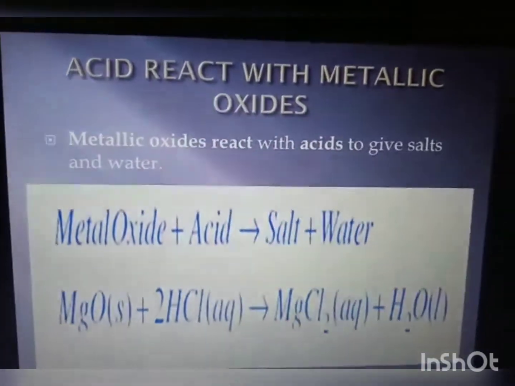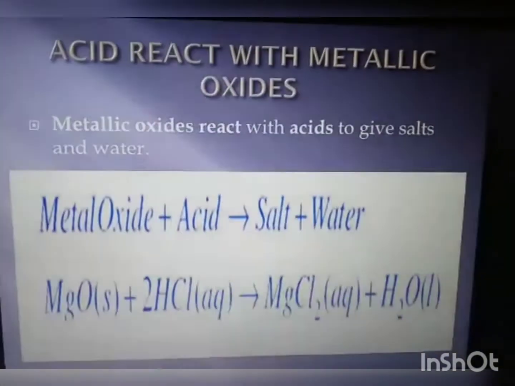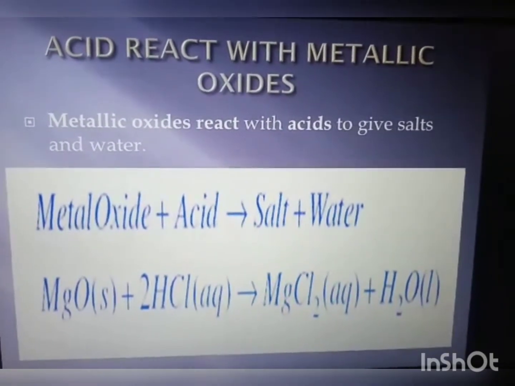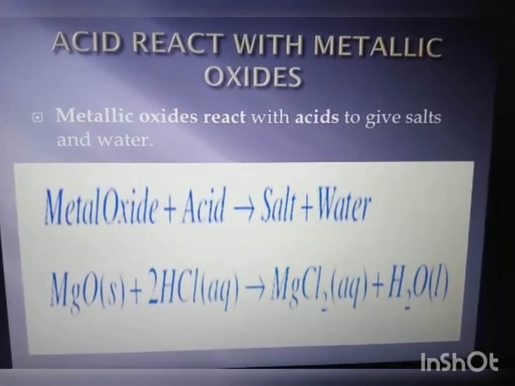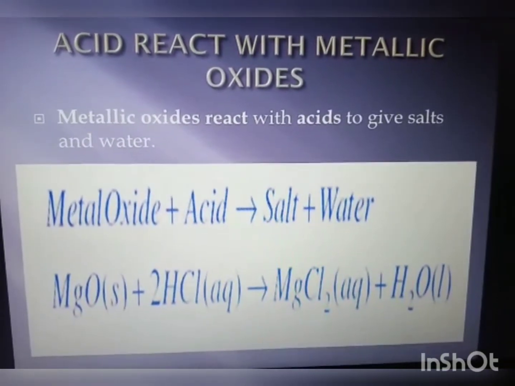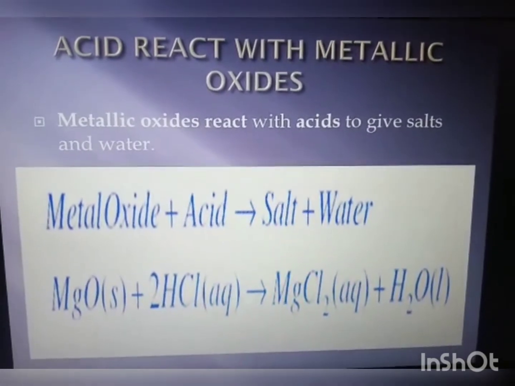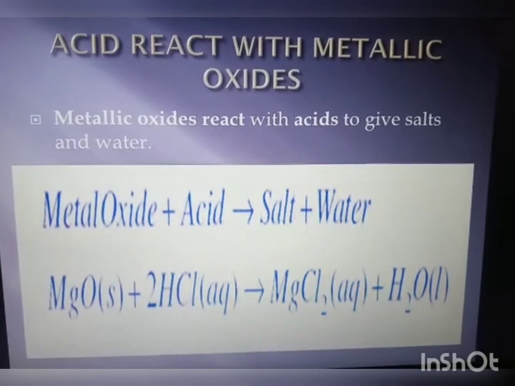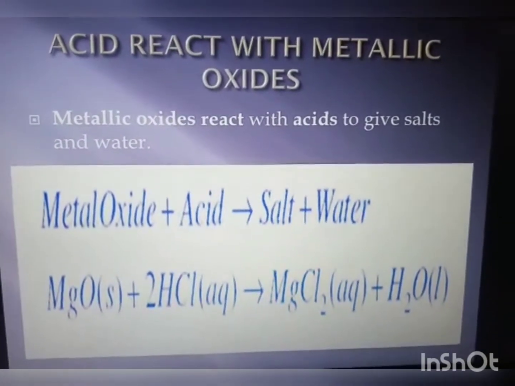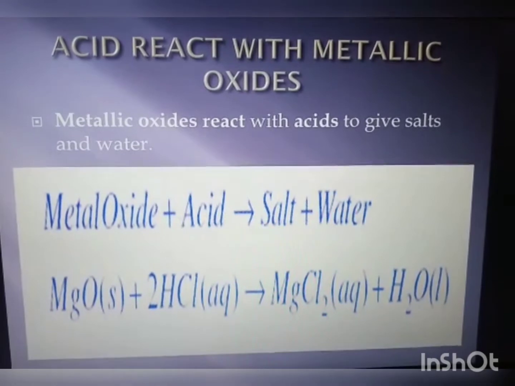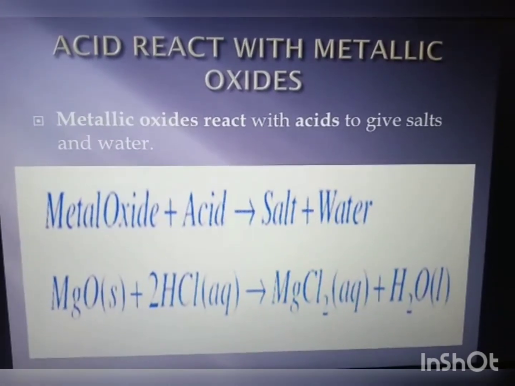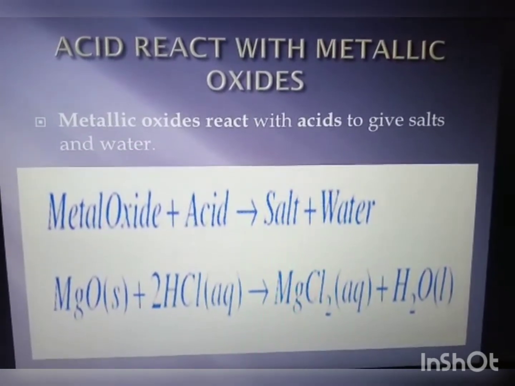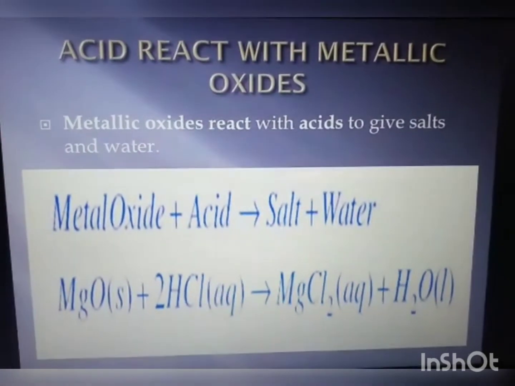Now next is acid reacts with metallic oxide. See student, when acid reacts with metallic oxide, it works as a base. Okay, got it? So metallic oxide acts as a base, and when it reacts with acid, it always gives again salt and water. The reaction is similar to the reaction of acid with base, which means that by reaction of acid with metallic oxide, salt and water are formed.